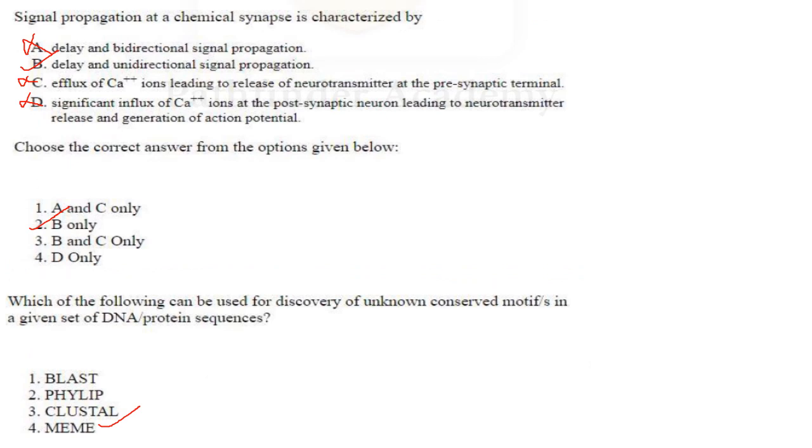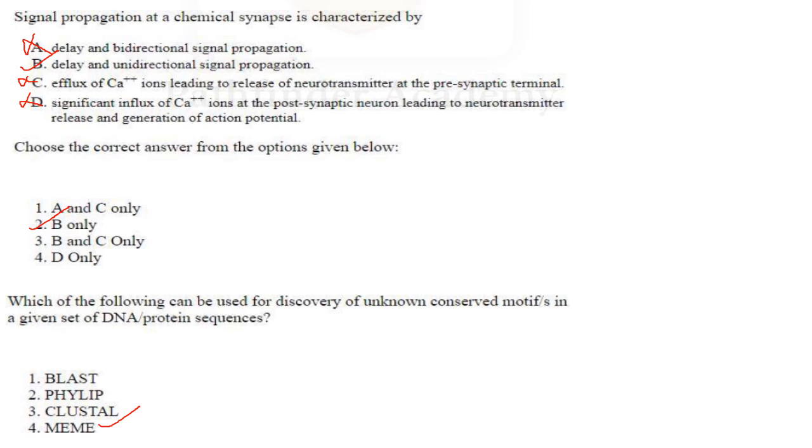Then next one. Signal propagation at a chemical synapse is characterized by. So they have asked chemical synapse. So it is unidirectional and there is delay also. So delay and unidirectional signal propagation, that is correct, whereas A is not correct. They have given bidirectional signal propagation. It is not bidirectional signal propagation.